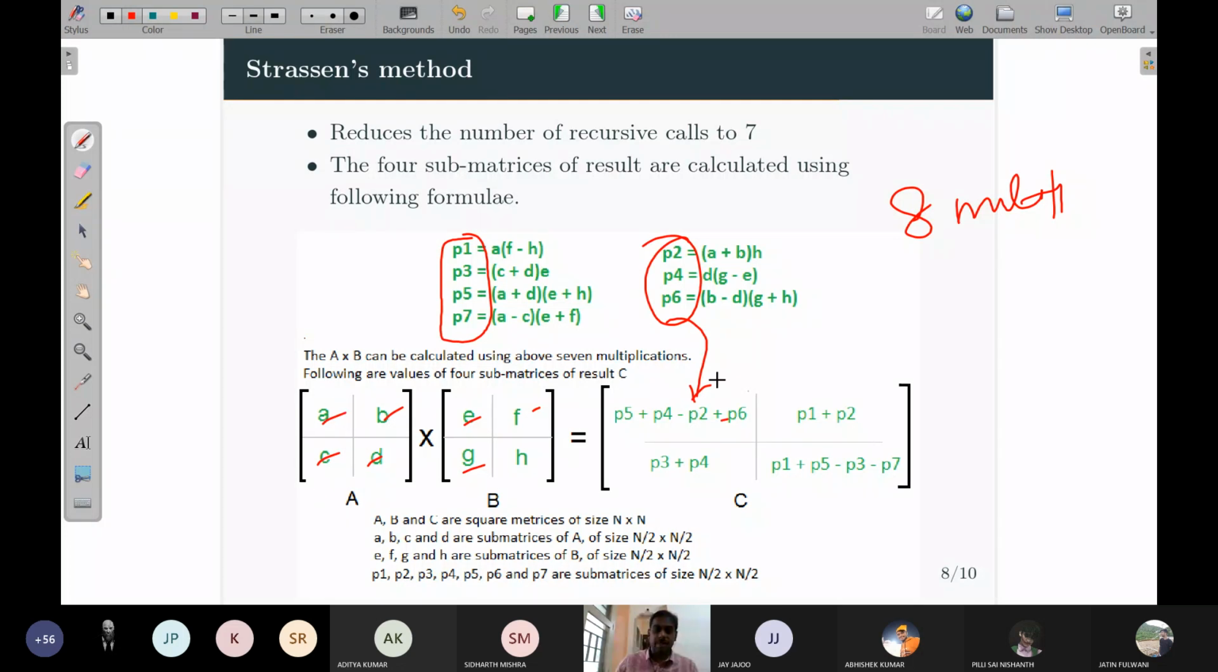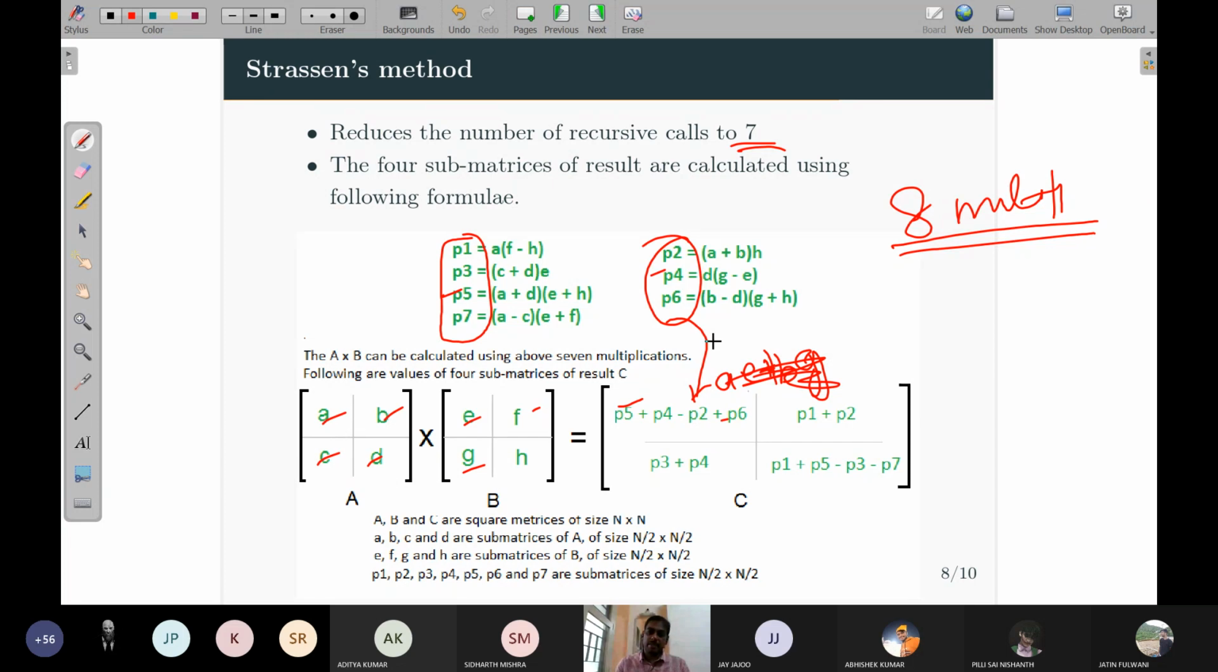In the traditional divide and conquer, here we would write A E plus B G. But don't write this; instead of this, write this. So where will you get P5? You will get P5 from here. Where will you get P4? You will get P4 from here. So you can see that the number of recursive calls is reduced from 8 to 7.